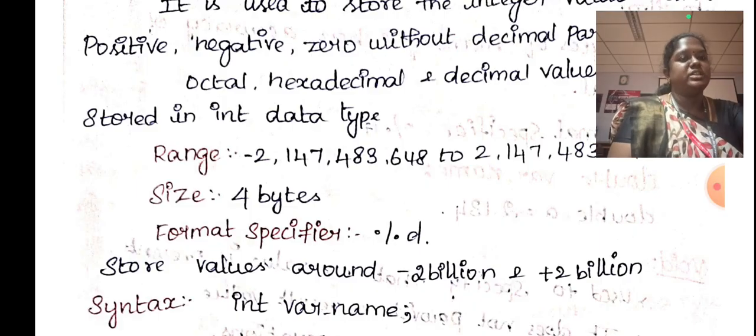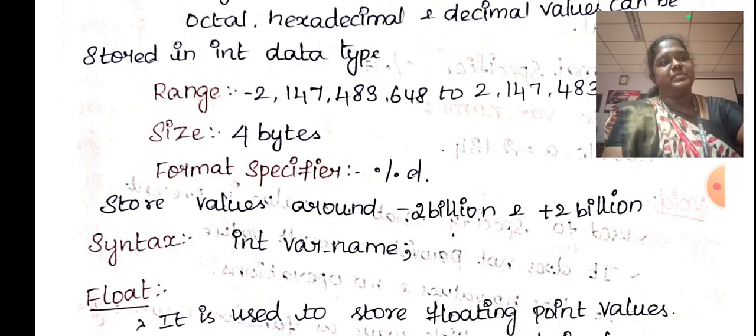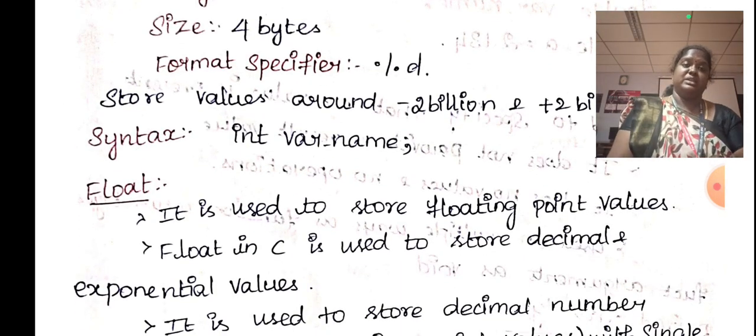It stores values from around minus 2 billion to plus 2 billion. Syntax: int var_name, where var name means variable name.